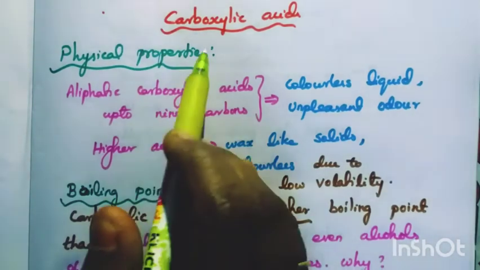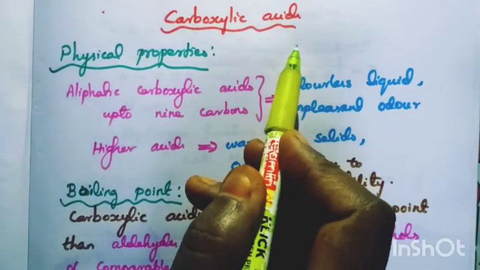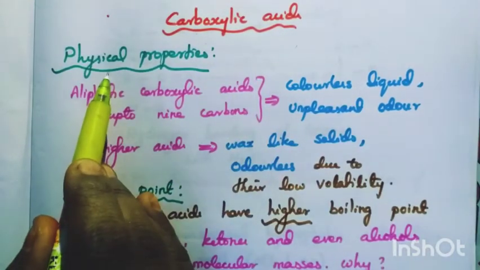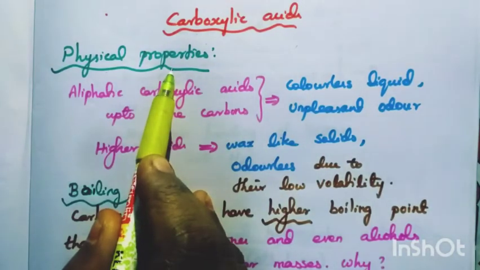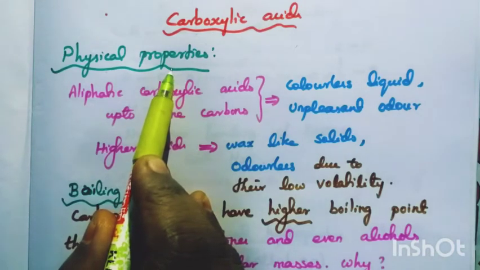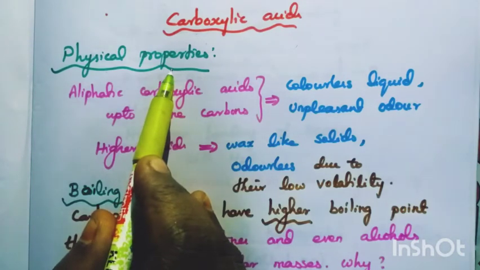Now we are going to see the properties of carboxylic acid. Our first property is physical property. Physical property is whether it is colorless, whether it has any smell, its boiling point, melting point, and solubility. So these are the physical properties.